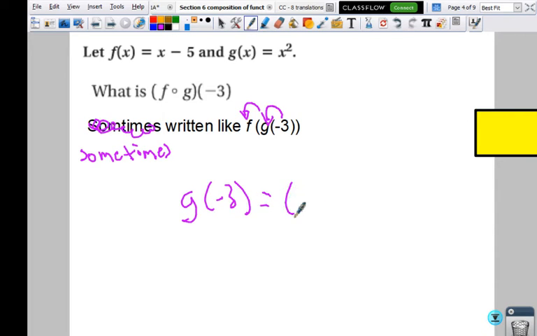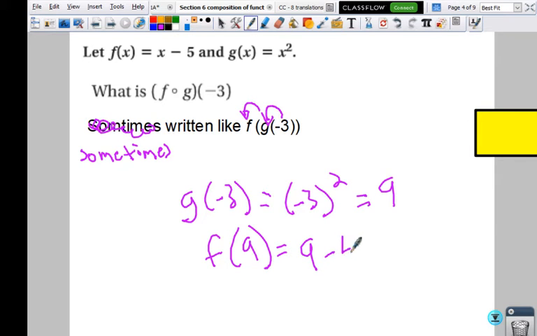which is going to be negative 3 squared, which is positive 9. We're going to do the same thing, but this time we're going to plug in 9 for my f of x. So f of 9 is going to equal 9 minus 4, which is 5.